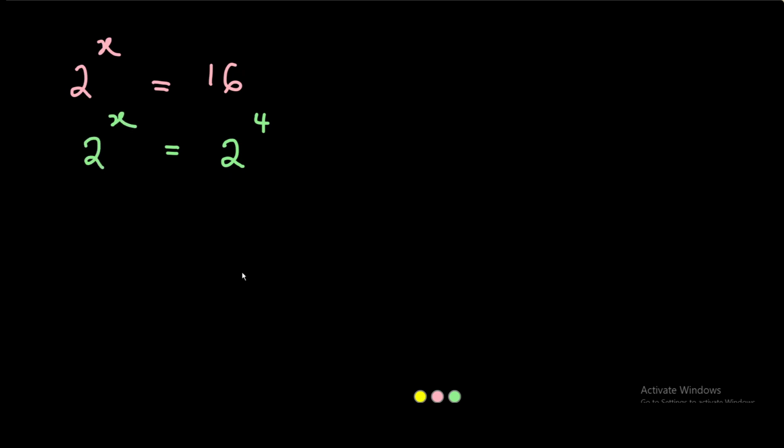Now you can see on both sides of the equation, you have 2 as the base. And so we're going to cancel the 2 and the 2 because they are the same. Then you write down the powers. So x is equal to 4.